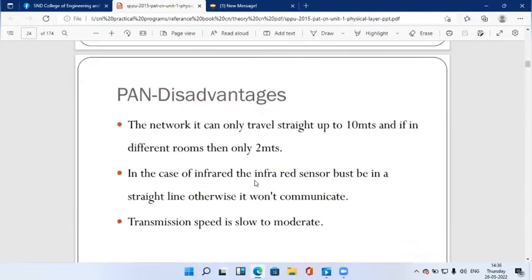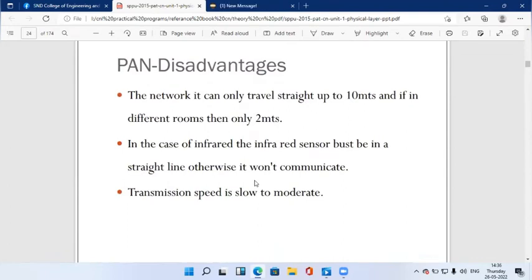After that, the disadvantages of the network. The first disadvantage is that the network can only travel up to 10 meters. If you observe mobile phones, the Bluetooth range is near about 20 meters. There is a 20 meter limit, so outside of 20 meters, both mobile phones cannot communicate.